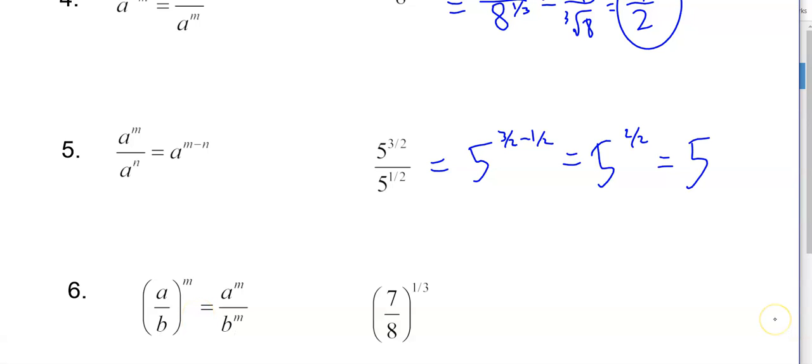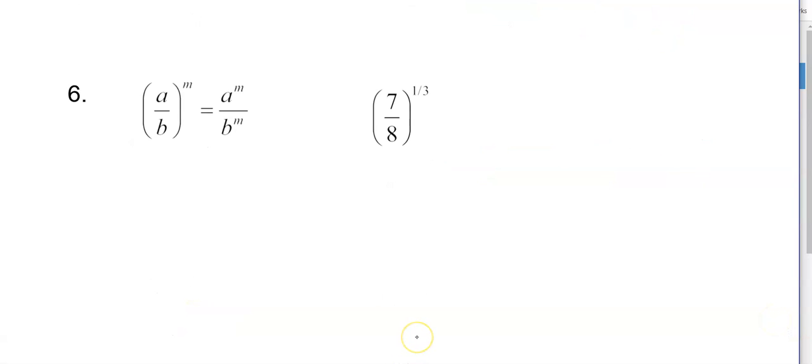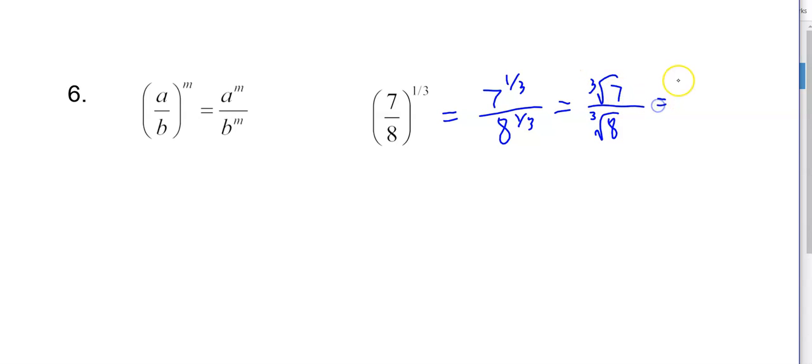And last one. So the rule is with division, you can break it up into two separate ones. So this would be 7 to the 1/3 power divided by 8 to the 1/3 power. And that could be simplified. That's really the cube root of 7 over the cube root of 8, which is really cube root of 7 over 2. Should be a little tiny 3 in there. I made that 3 a little big there. That's the idea.